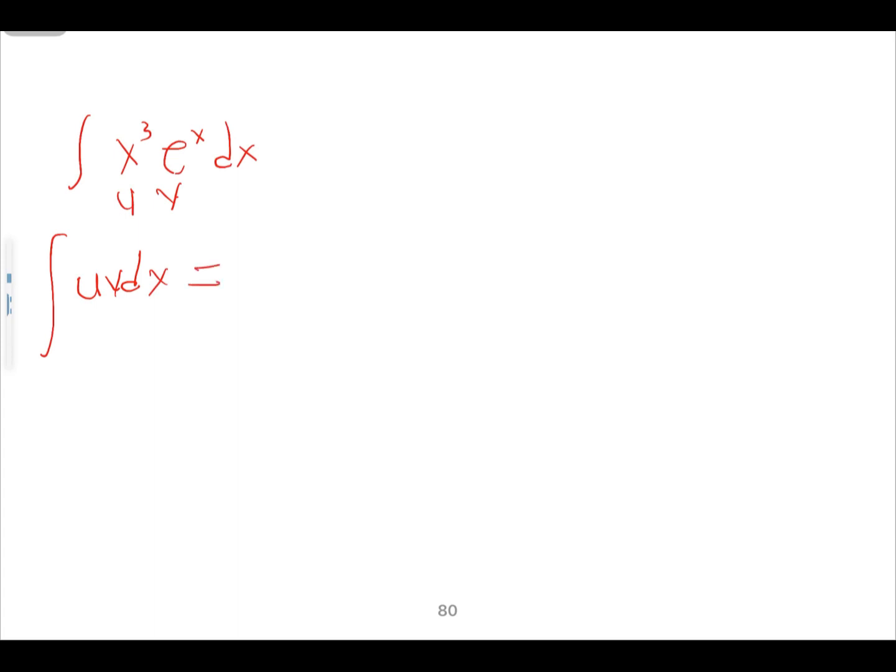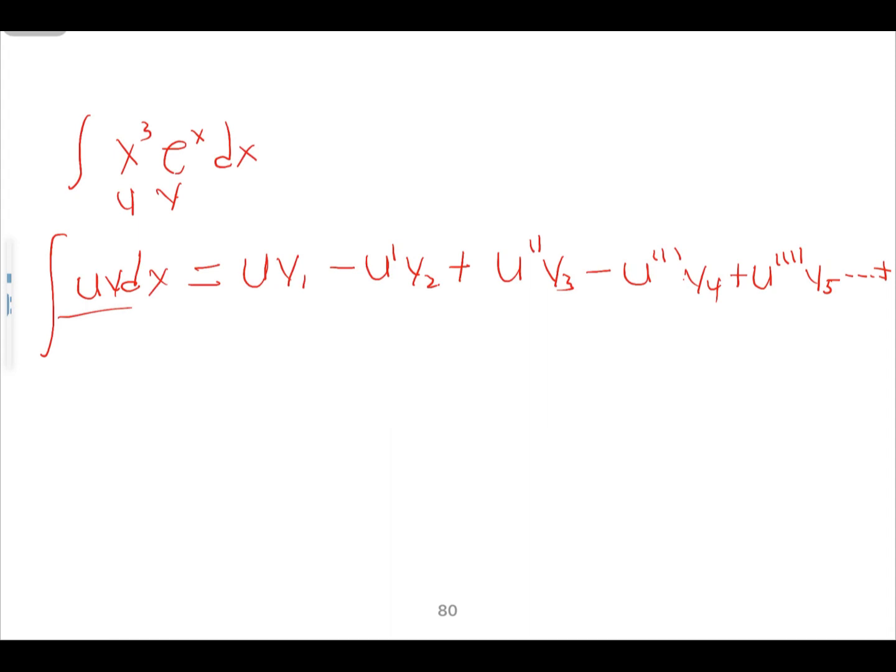And what you are going to get is the integral of u v dx is equal to u v1 minus u prime v2 plus u prime prime v3 minus u prime prime prime v4 plus u prime prime prime prime v5, and so on. So this is the trend, this is the formula. You can go on and on.